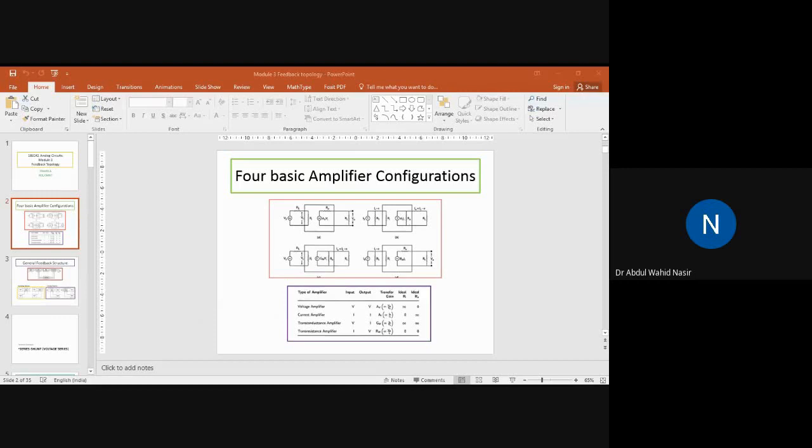So this is your general feedback structure and the properties of negative feedback. Clear?